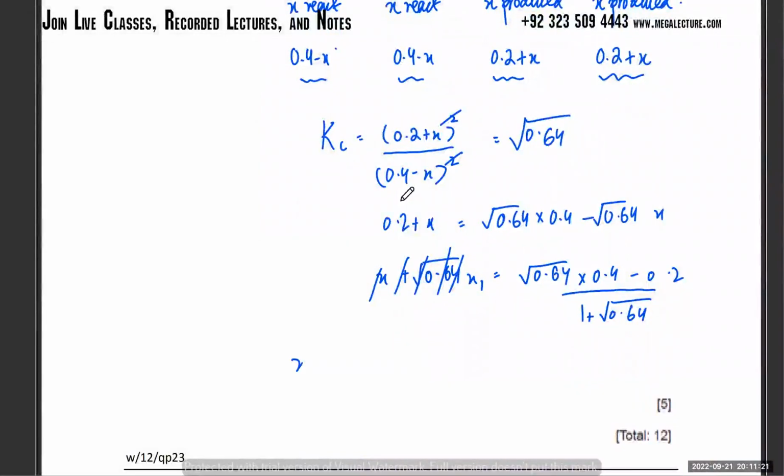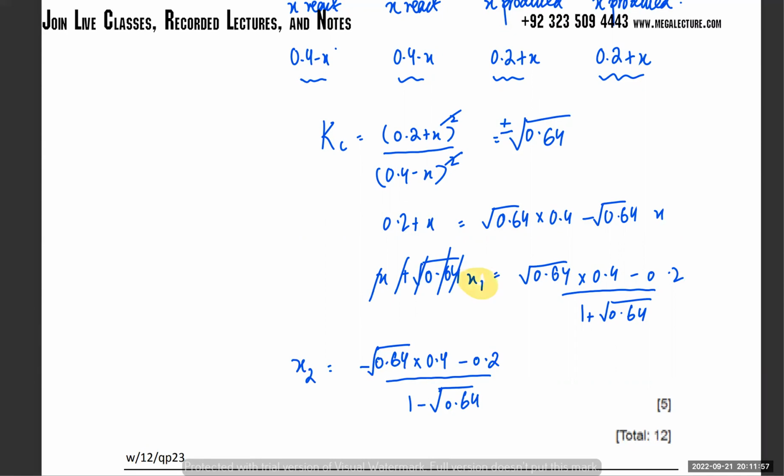And you'll have a second value of X as well, where this thing will have two values. It's going to be plus or minus. So the other expression for X will be minus root 0.64 times 0.4 minus 0.2, and the whole thing gets divided by 1 minus root 0.64. So what do you get for both these values of X? Quickly, what are you getting for this?